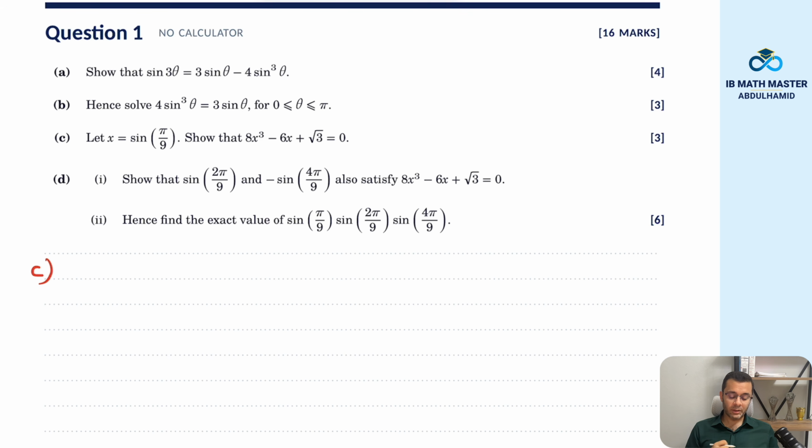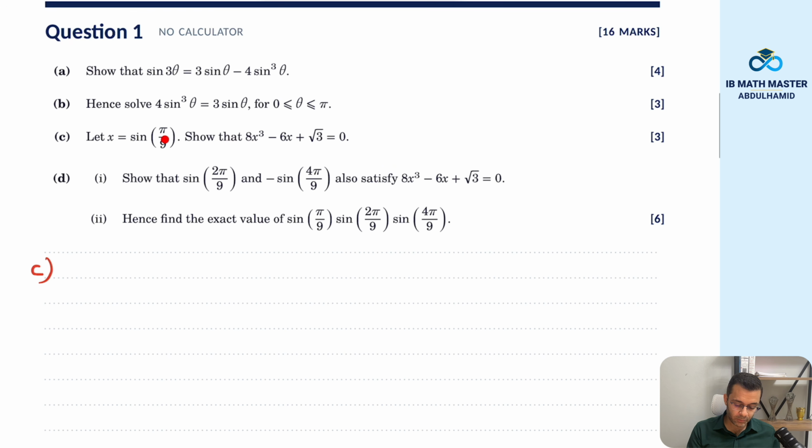But how can we do it? Because keep in mind also pi over 9 is not a main angle in the unit circle. So we will replace this sine everywhere in this equation. Here, as you see, also sine. If you compare this with this, theta is equal to pi over 9.